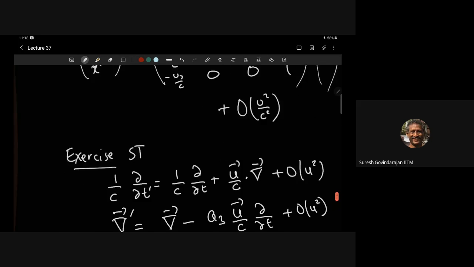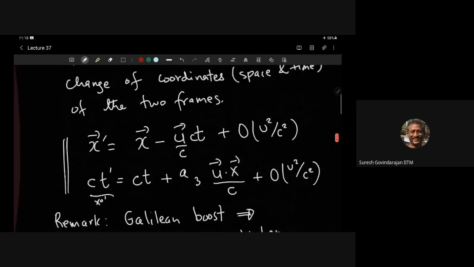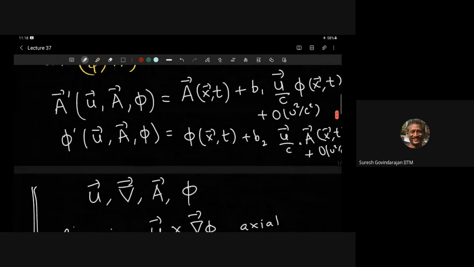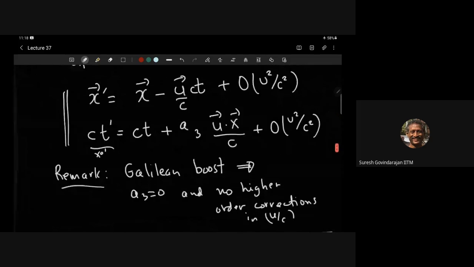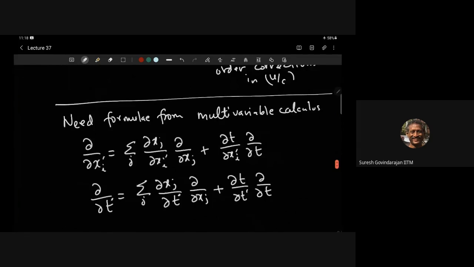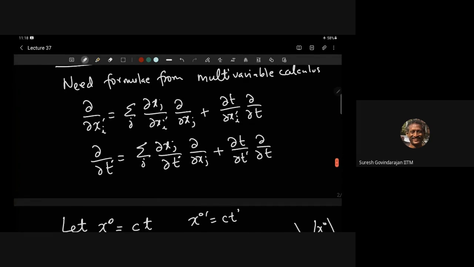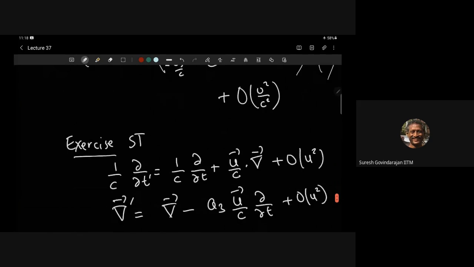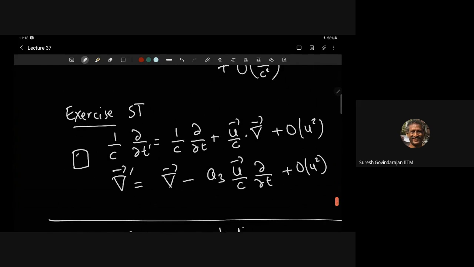Let's label these equations. Let's call this equation 1. We'll call this equation 2. This is also equation 2, the same equation, I'm just writing the same thing. And this we'll call equation 3.